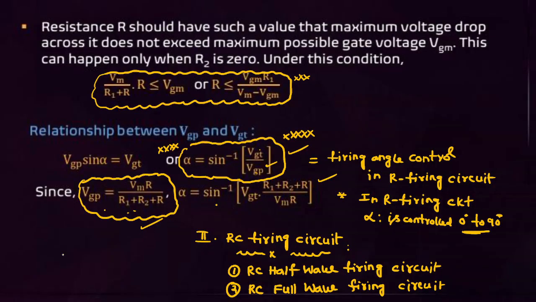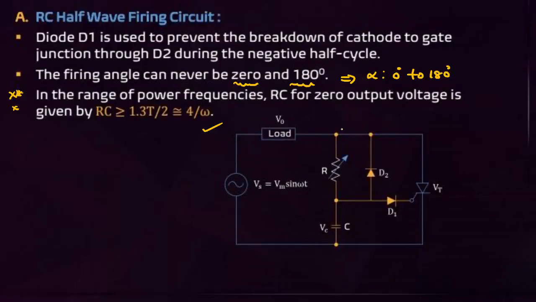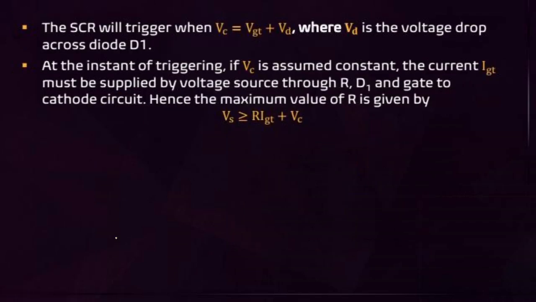In the R firing circuit, the firing angle is controlled from 0 to 90 degrees. In the RC firing circuit, it is 0 to 180 degrees. It may be half wave or full wave. It is controlled from 0 to 180 degrees, and you have to remember these conditions also.